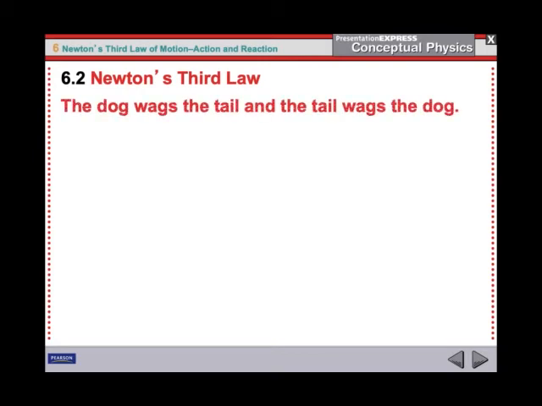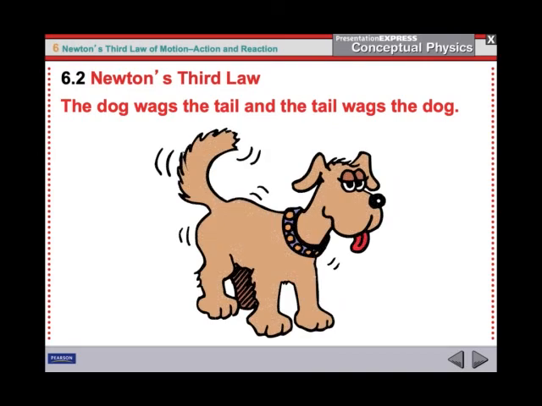Another fun example of action-reaction is the dog wags the tail and the tail wags the dog. You probably have seen dogs that get so excited that they're wagging their tail so hard that their butt starts wagging as well. So that's kind of an example of that.